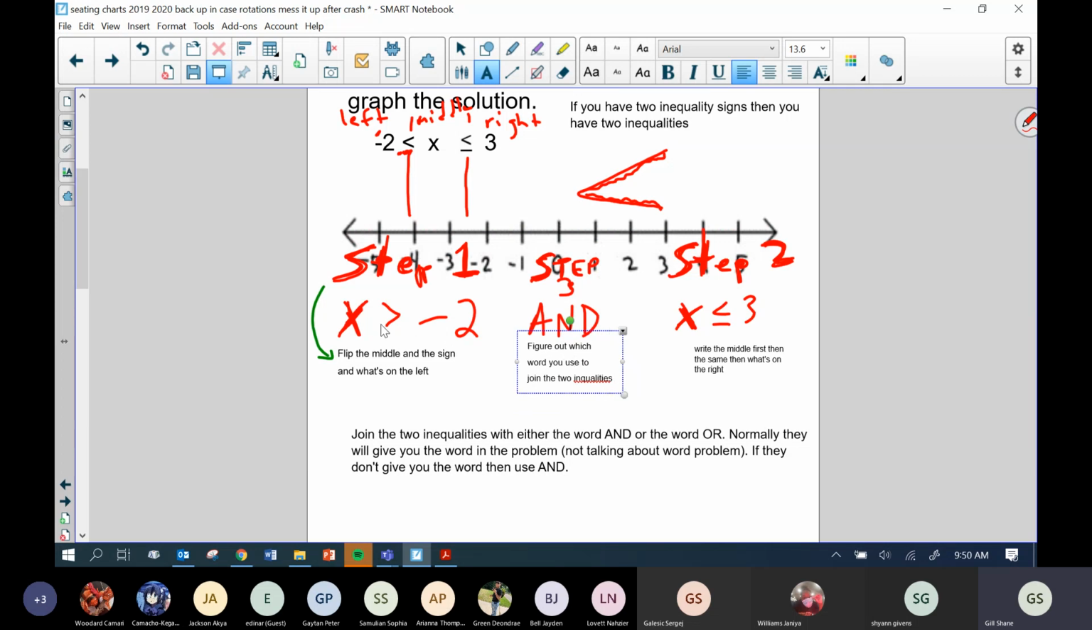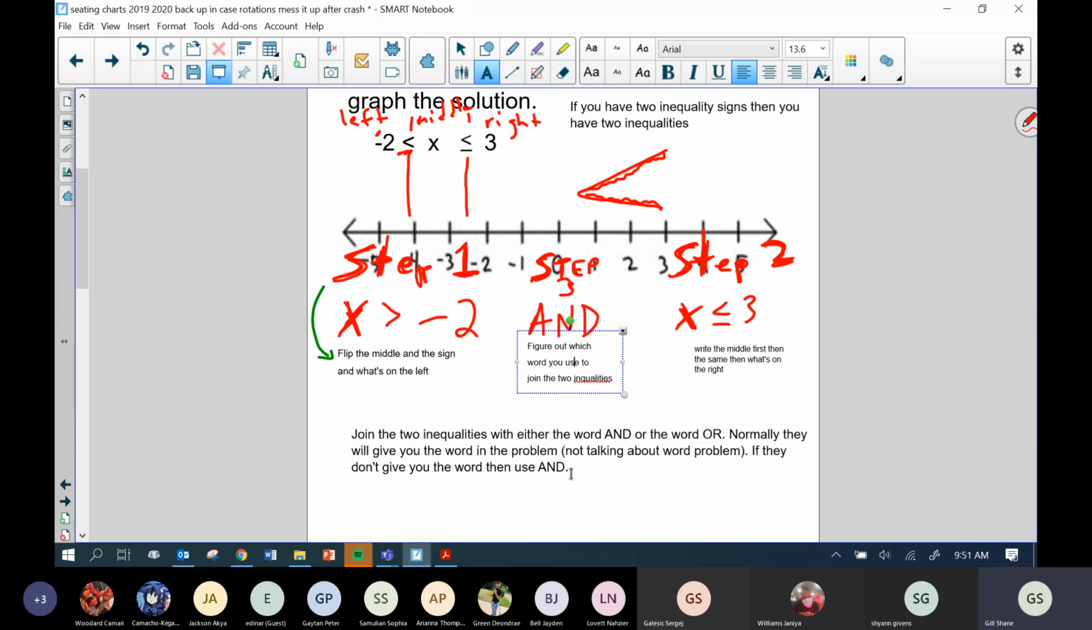So you create one inequality using what's in the middle and the left. You create a second inequality using what's in the middle and the right, and then you just have to figure out which word to use, which sometimes they'll just give to you. Sometimes you have to figure it out. All right, so if you can figure that part out, the rest of everything is easy. That's why I'm spending so much time on that piece of it.